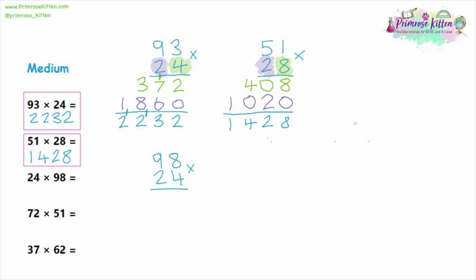Moving on to question 3, we have 98 multiplied by 24. And again, we'll do this in 2 sections. We'll be multiplying by the 4 units, and then we'll be multiplying by the 2 tens. So multiplying 98 by 4 first, 8 times 4 is 32. And since 4 is in the units column, we're going to write our answer in the units column, carrying the 3.